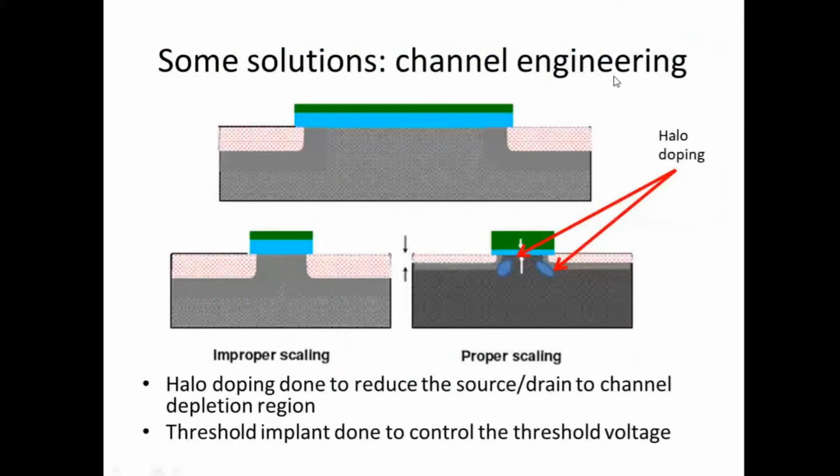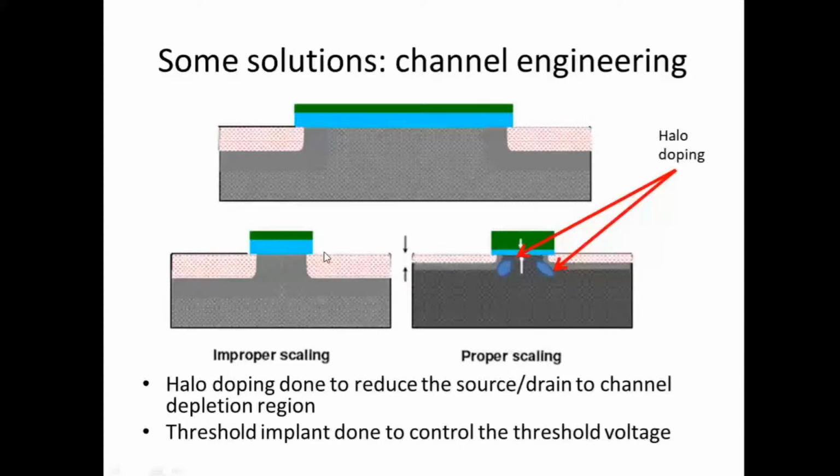Some solutions are channel engineering. To understand channel engineering, let's take a large MOSFET shown here. I'm scaling this by just decreasing the gate length. I get the smaller MOSFET. This scaling is improper because I have scaled only the gate length. This results in the depletion regions of the source-substrate and drain-substrate coming close to each other. In such a scenario, the gate loses electrostatic control of the channel and is no longer able to switch off the MOSFET. There is a continuous leakage current from source to drain.